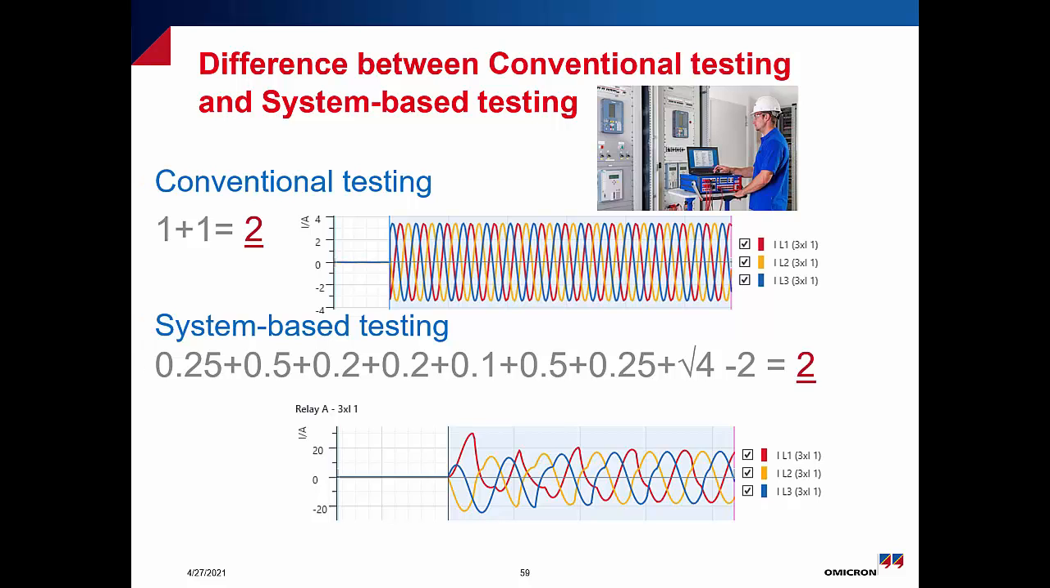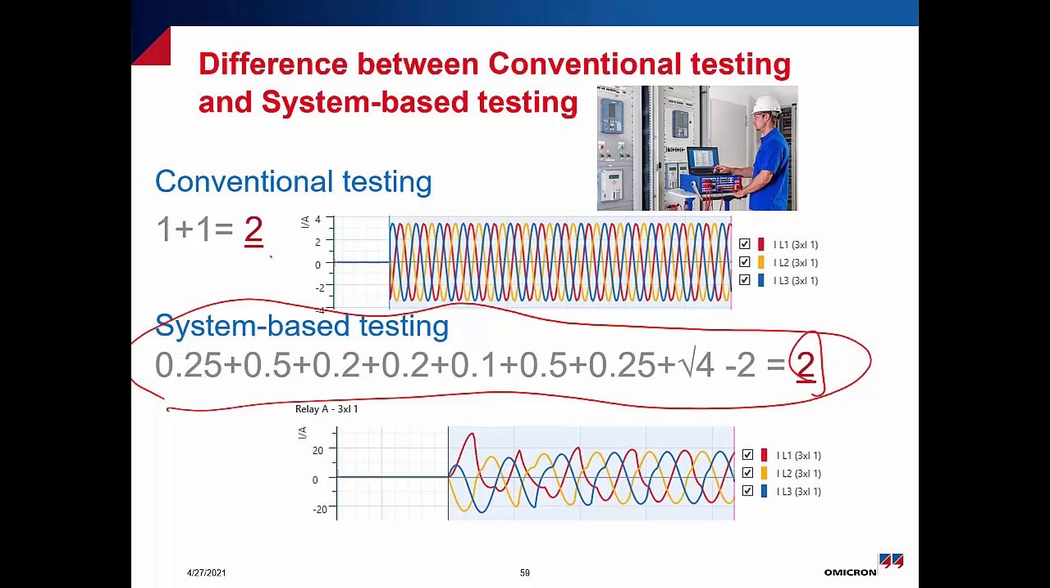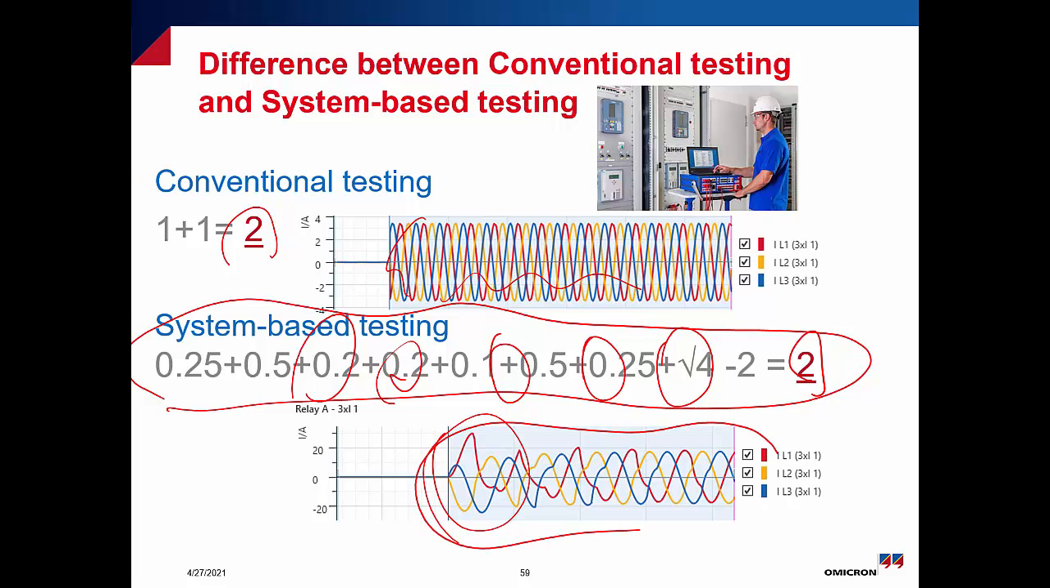But coming to the reality, the real world, we can see here that for the same testing, the second equation, as you see it now, maybe I can highlight it to make it clearer, is a little bit complicated. It is the same value as the conventional, but we consider a lot of other realities like CT saturation and distortion, not pure sinusoidal signals. It is very clear to the relay, but here we consider a lot of factors which the relay will see in real life.